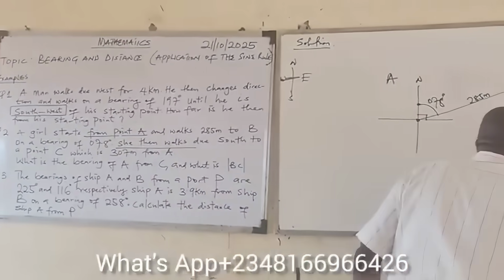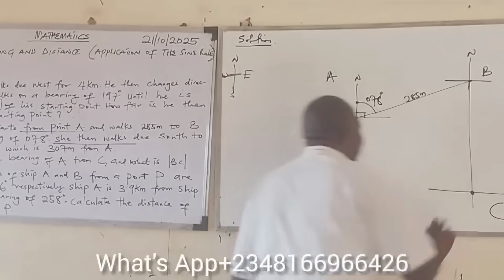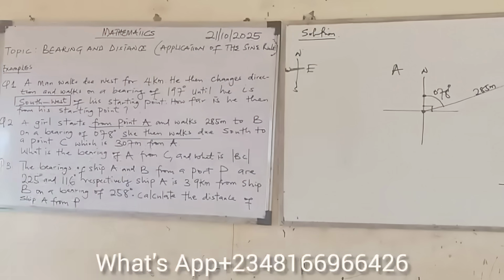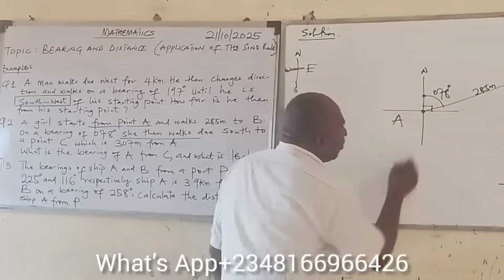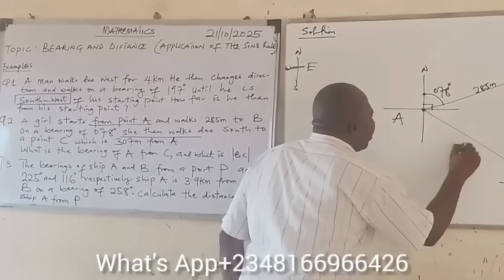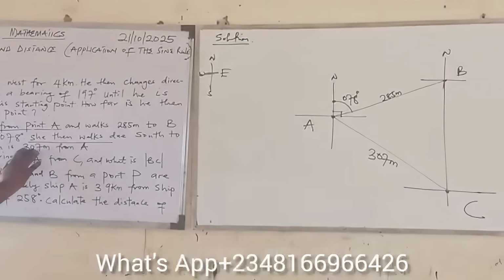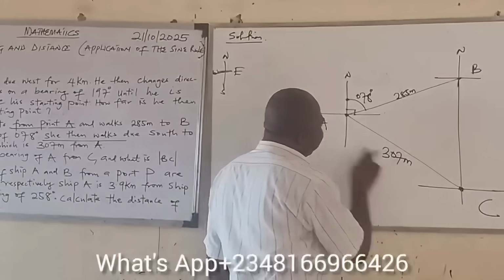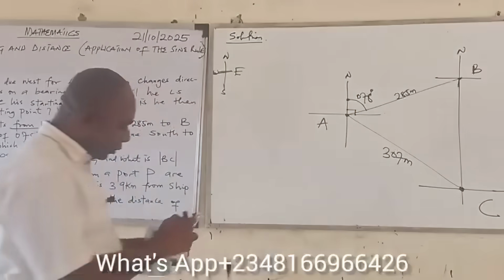So this is another point. Let's call this point C, which is 307 meters from A. Now remember, these are points A. From here down is 307 meters. They said 307 meters from A, so it means this C is 307 meters away from this A. Good. Now let's look at this.